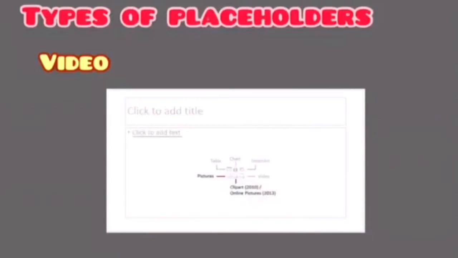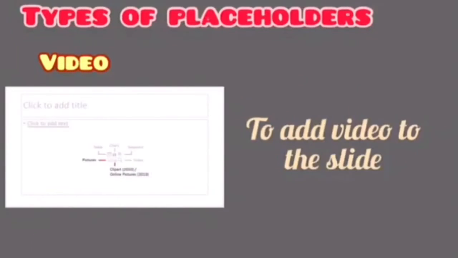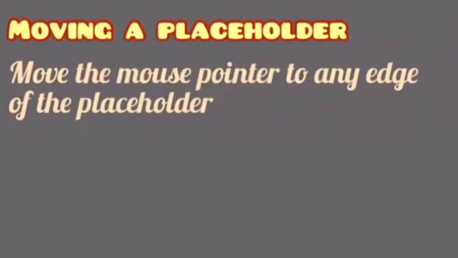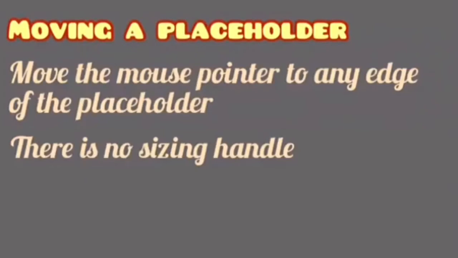So I'll click on that video so that I can choose whichever video I want from the computer. These are the types of placeholders. Next is how to move a placeholder. We can move this placeholder by just moving the mouse pointer to any edge of the placeholder, the dotted lines.